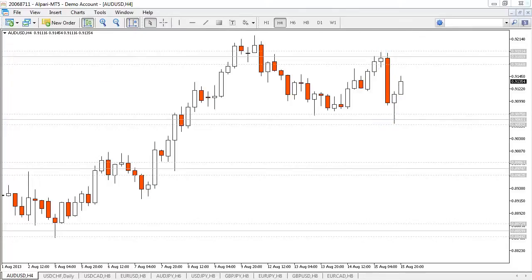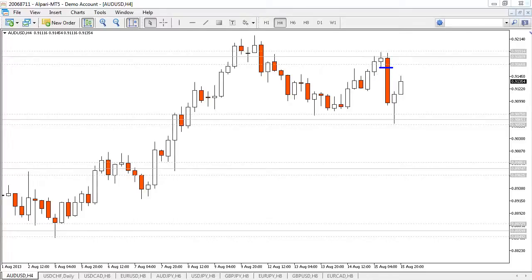So the way I look for confirmation with most of my trades, I look for price to break the low of the indecision candle. So this is the indecision candle here. I look for price to break the low of the indecision candle. So that would be this point here.